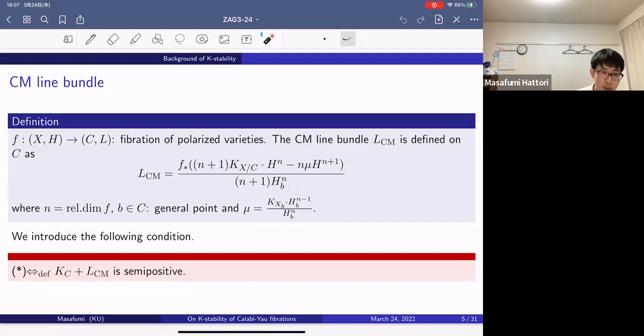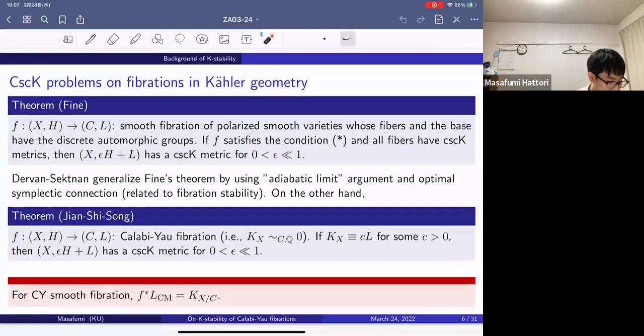And so we introduce the following condition (star): semi-positivity of K_C + L_CM. The cscK problem on fibrations in Kähler geometry was studied by Fine at first. Fine proves the following theorem. Let f be a smooth fibration of polarized smooth varieties whose fibers and base have discrete automorphism groups. If f satisfies the condition (star) and all fibers have cscK metrics, then (X, εH + L) has a cscK metric for sufficiently small ε.